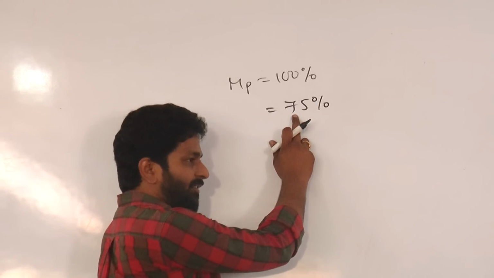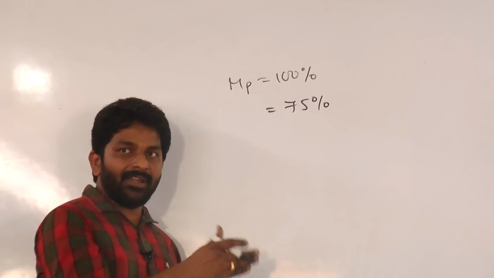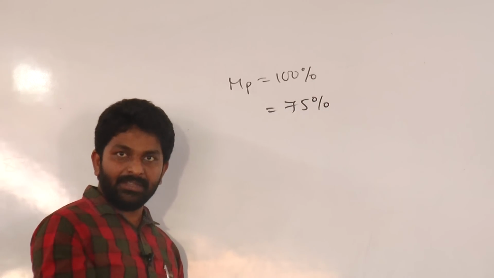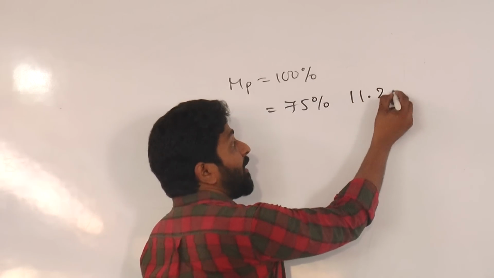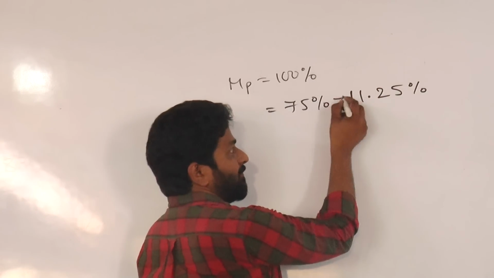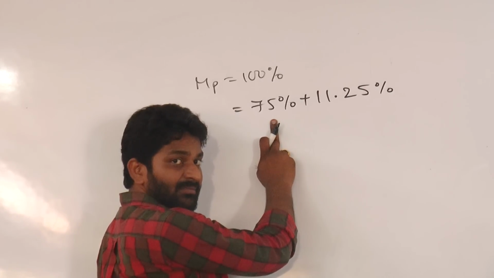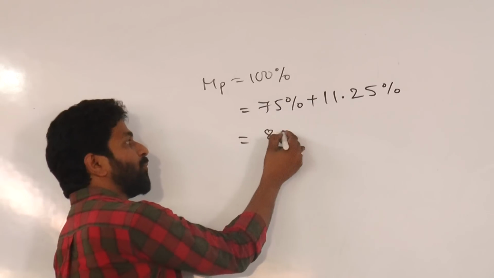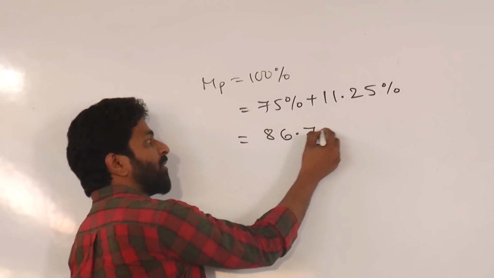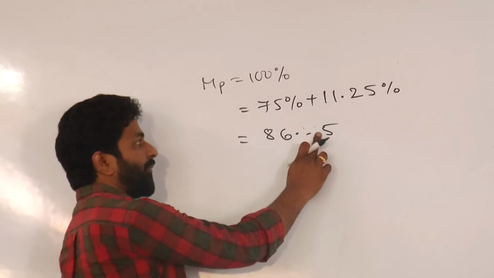10% of this number is 7.5. Half, 5% in the sense half of it. 7.5 and half of it, 3.75. So total will be 11.25%. This is discounted cost price and this is sales tax. So total cost comes to 86.25.